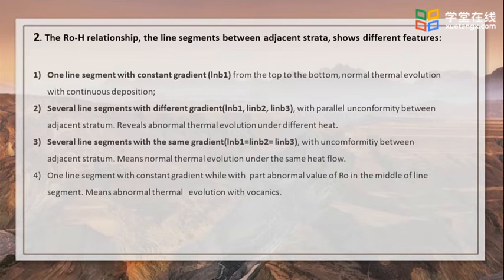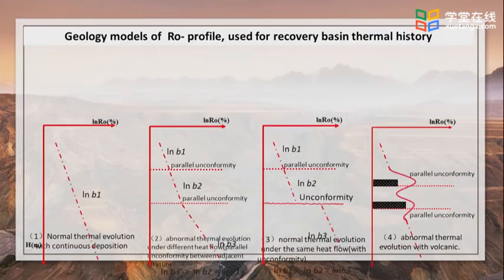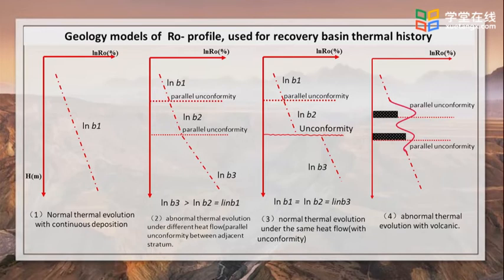One line segment with constant gradient, line B1 from the top to the bottom, is a normal thermal evolution with continuous deposition. So you can see it here in the RO line, and it's a continuous deposition with normal thermal evolution that wasn't interrupted by any tectonic events that happened through time.